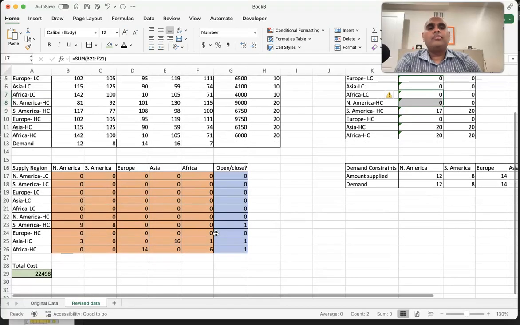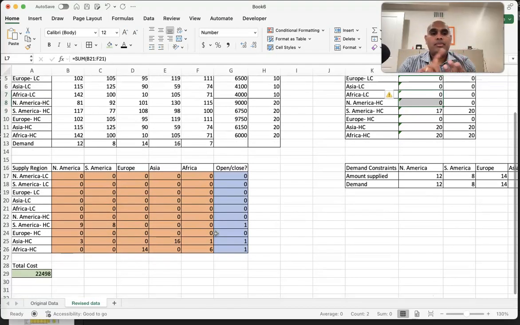So by solving this problem, we figured out that we are going to locate 3 plants, one in South America, one in Asia, one in Africa. We know exactly where we are shipping the materials that we manufacture in these 3 plants, and how our supply chain is set up. And this is a basic supply chain regional facility design.